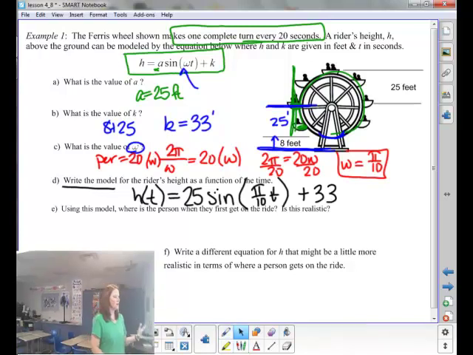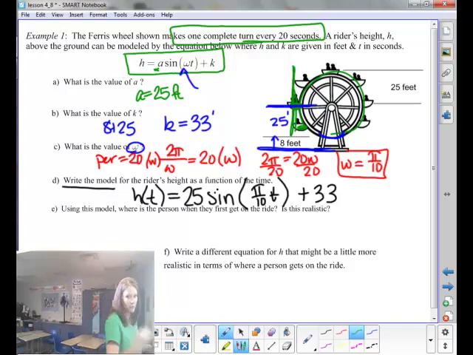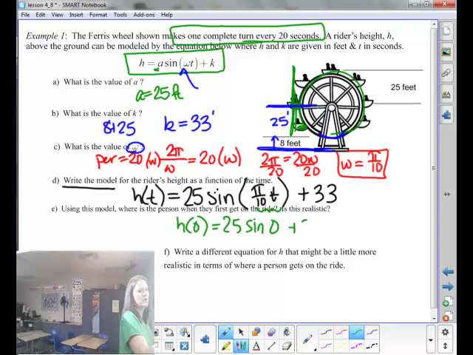All right, so letter E. Using this model, where is the person when they first get on the ride? Well, when I first get on the ride, my time would be 0. Okay, so let's go ahead and check this out. If I do h of 0, I'm going to have 25 times the sine of pi over 10 times 0, that's got to just be 0, plus 33.